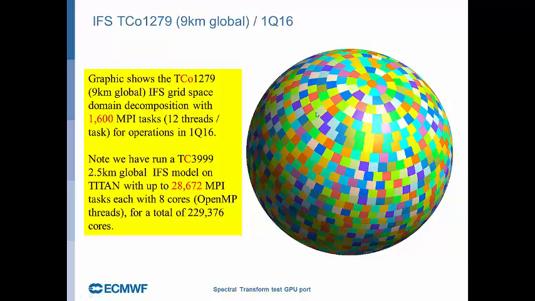So here we have 1,600 MPI tasks. Each will use 12 threads in operations next year. But we have run a higher resolution model on that, a 2.5 kilometer case, on Titan with 28,000 MPI tasks. So it's 18 times the number you're seeing here.